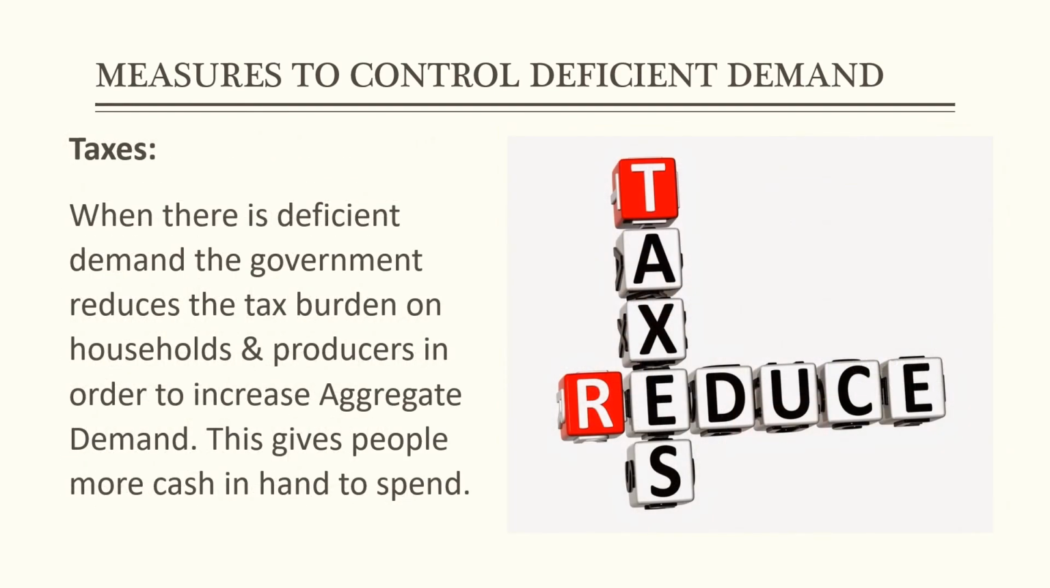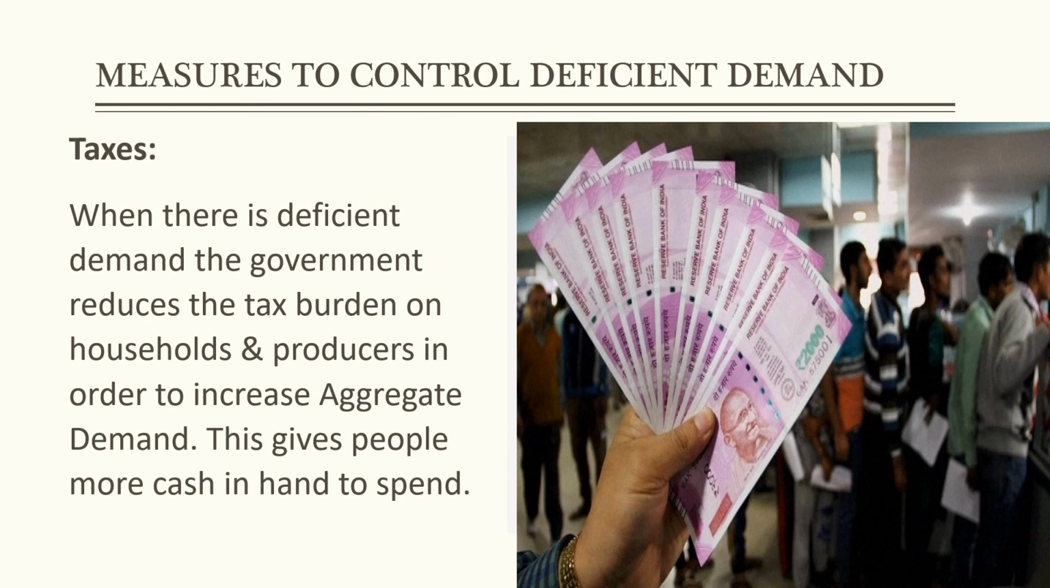Let's see how the government uses taxes to control deficient demand. You know, when aggregate demand is less than aggregate supply, it means purchasing power of the people is already less. So what is the point of increasing taxes? What should be done? When there is deficient demand, the government reduces the tax burden on households and producers. Why? In order to increase the aggregate demand. This gives people more cash in hand to spend. It increases their purchasing power and thereby there will be an upward push on the aggregate demand. And aggregate demand will be equal to aggregate supply.